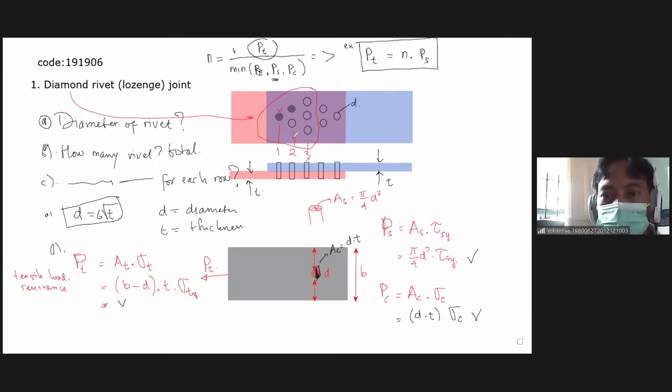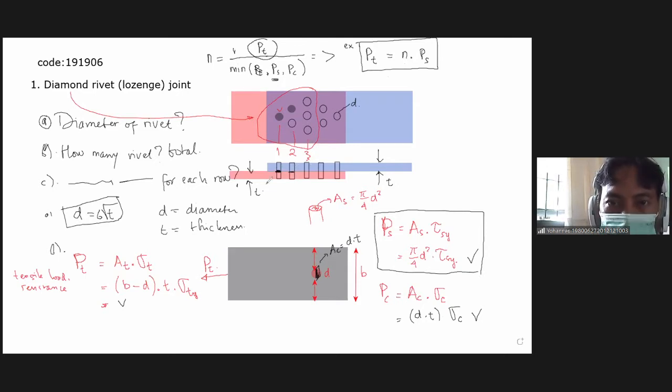Okay, and please be careful that when calculating this shear load, please check the type of the joint. Here we only use a single shear area because it is an overlap joint. So it has only a single shear area for one rivet, for a single rivet.